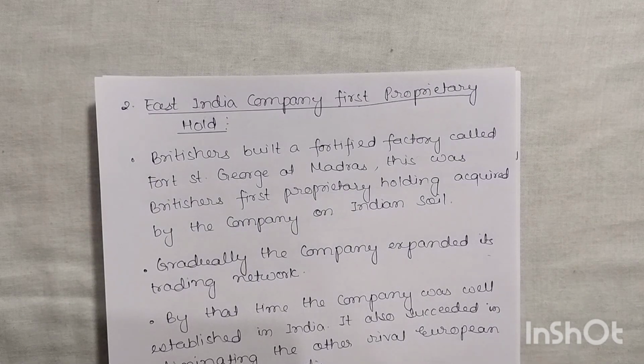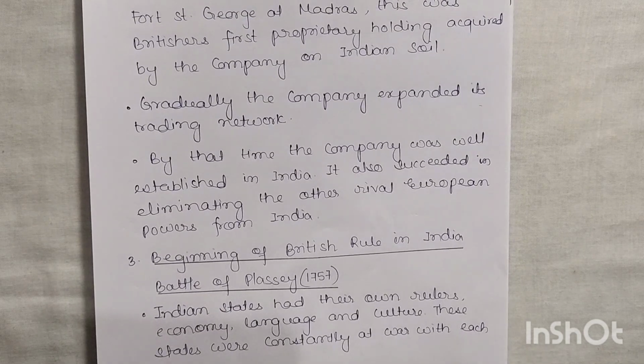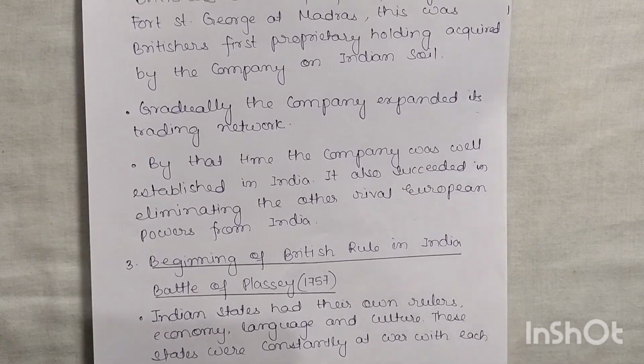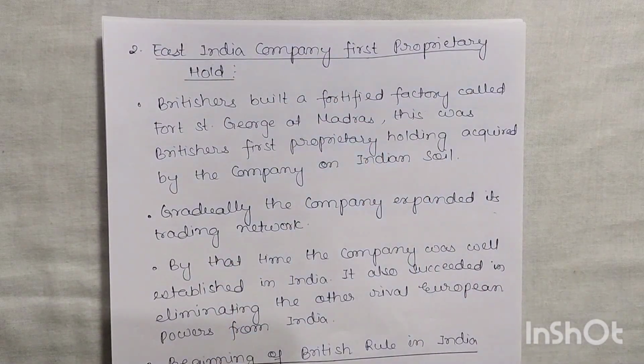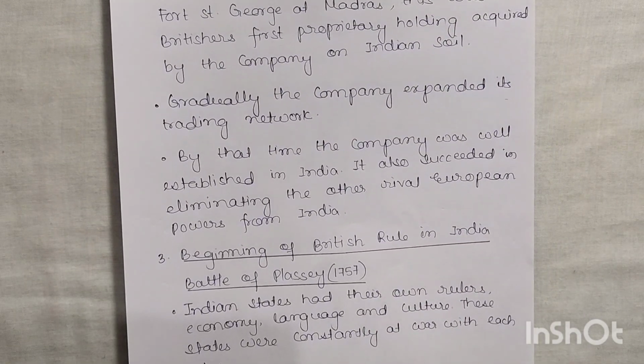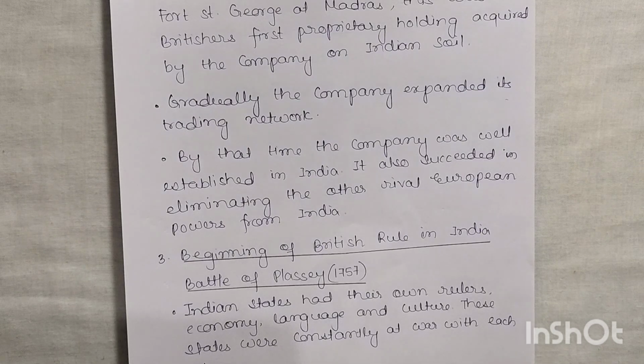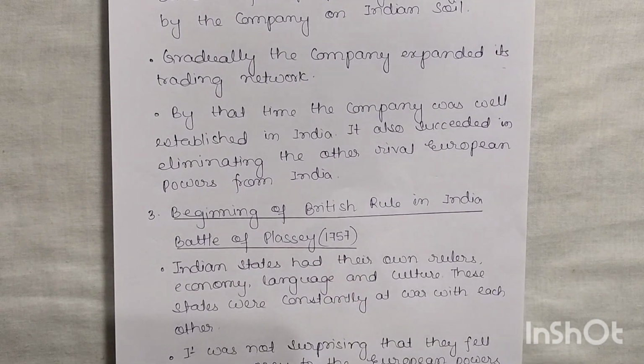Okay, so this is the first proprietary hold of East India Company. First we have seen East India Company came, now the first proprietary hold was there. Okay, now how the beginning of British rule started, we have to see through the Battle of Plassey. Plassey is a small town on the east bank, in West Bengal. So a fight was there between the Indians and the Britishers, and this was the beginning of British rule in India in the year 1757.